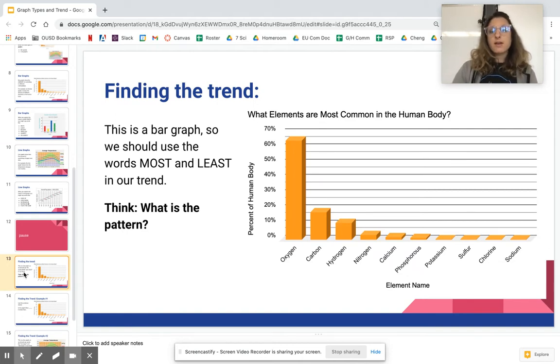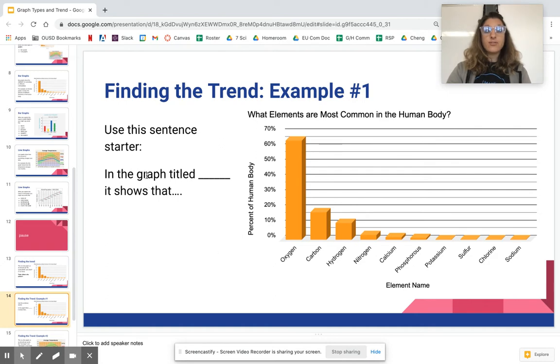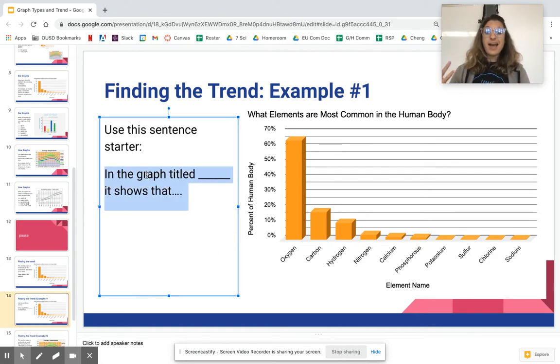So I'm first going to think about what is the pattern on this graph? What is the most? What is the least? And then I'm going to use that to fill in this sentence starter. Anytime I ask you to summarize a graph or write the trend of a graph, you should always start with this sentence starter. So, in the graph titled, I'm going to write the title of the graph here. Remember, what needs to go around the title? Quotation marks.